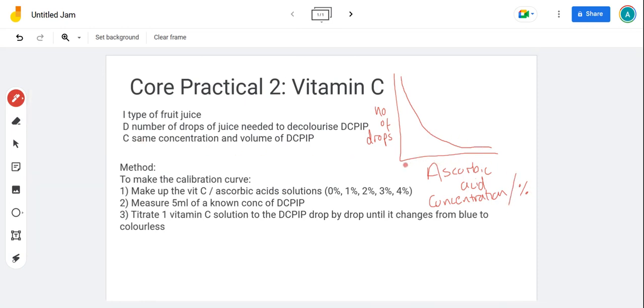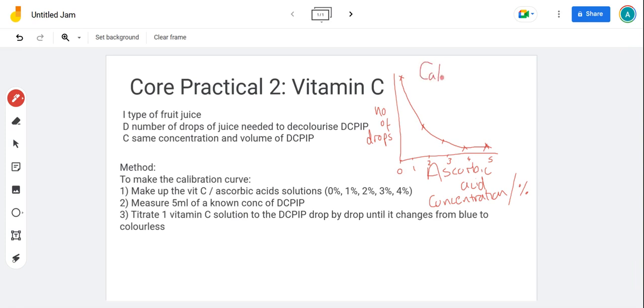So if you did it with the 0% solution, then it never would have changed colour. If you did it with the 1% solution, then you'll have plotted your X there. Then you'll have done it with your 2% solution, plotted your X there. Then with your 3, plotted it there. Then with your 4, plotted it there. Then with your 5, plotted it there. And then from that, you'll have been able to draw your calibration curve.